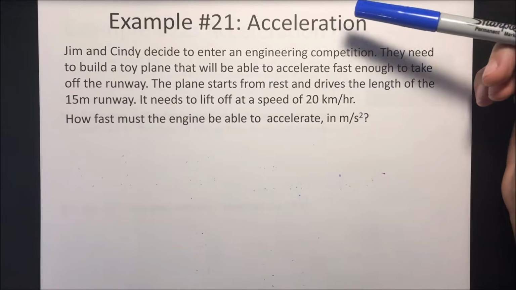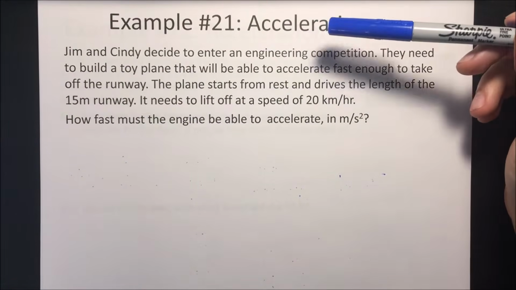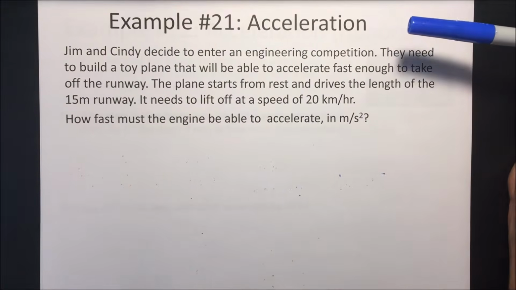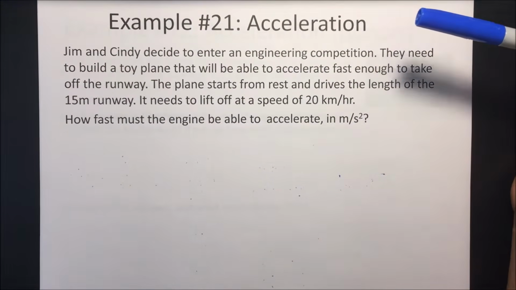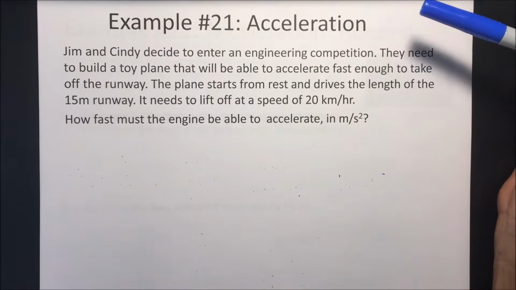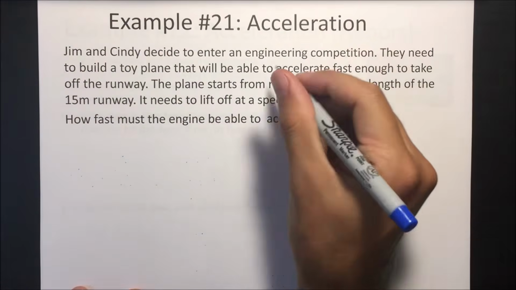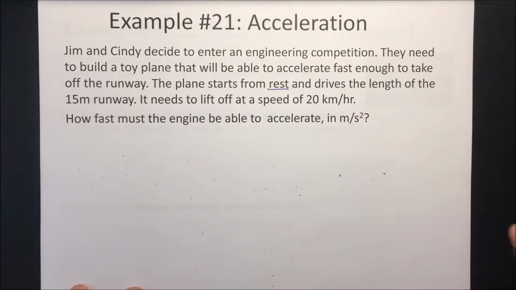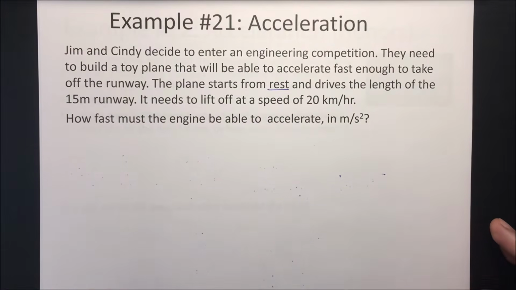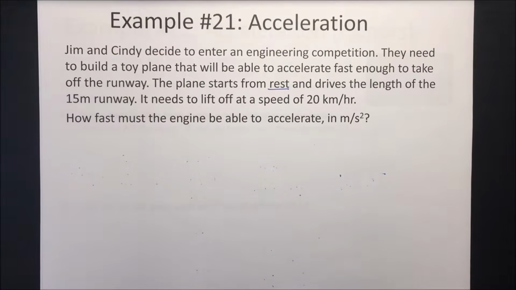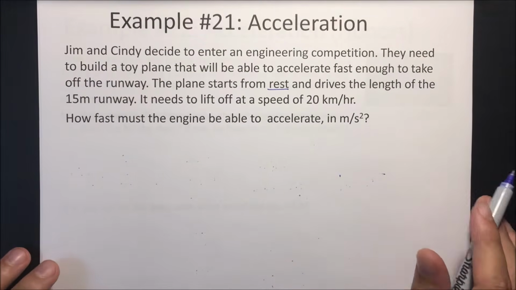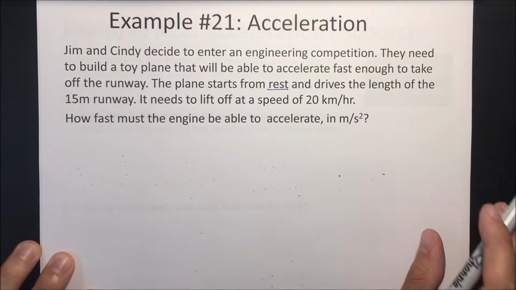Okay, example number 21. Jim and Cindy decide to enter an engineering competition. They need to build a toy plane that will be able to accelerate fast enough to take off the runway. The plane starts from rest, key point, starts from rest, and drives the length of the 15-meter runway. It needs to lift off at a speed of 20 kilometers an hour. How fast must the engine be able to accelerate in meters per second squared?